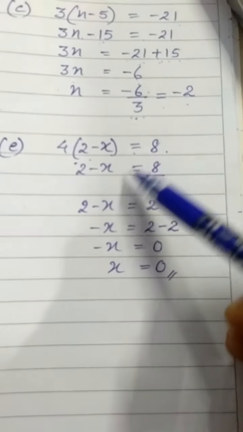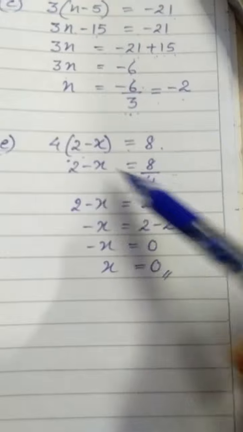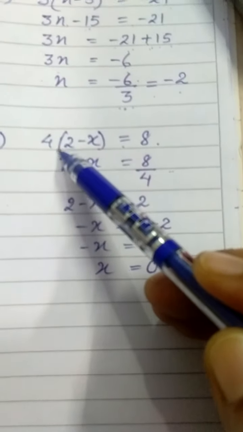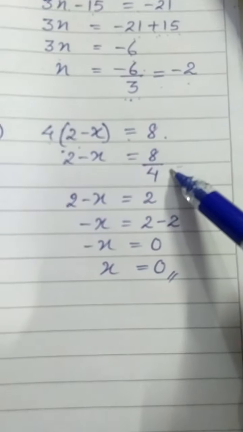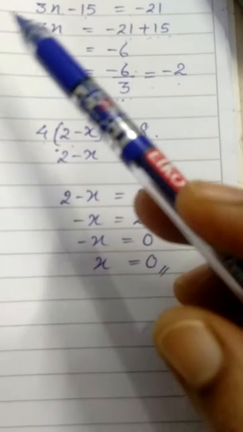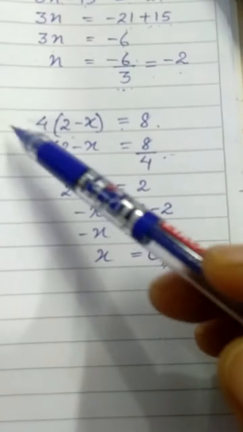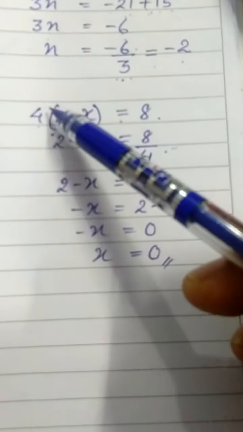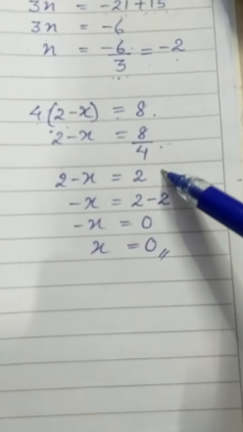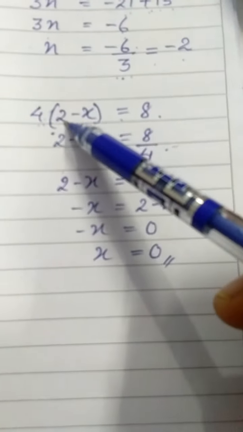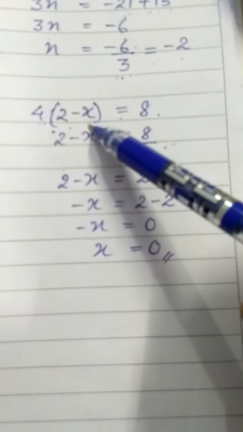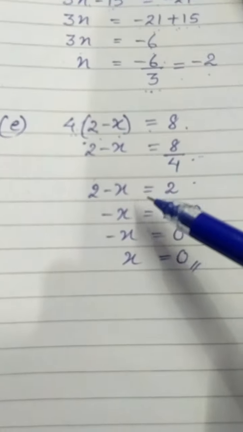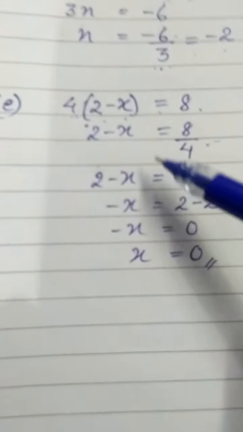Children, another method now: instead of using the distributive property, when you know 4 into, you can transpose 4 directly. Both the methods, first, second, A, C and D, children, I have explained with the distributive property. Now here directly I am bringing 4 down here. You could have done that way also, 4 into 2 is 8 and 4 into x is 4x. But here I wanted you to understand this method also.